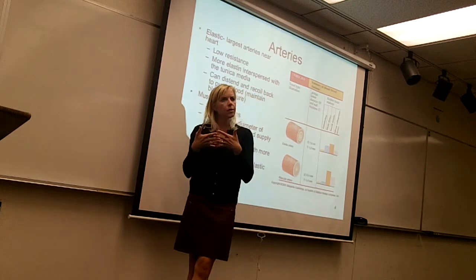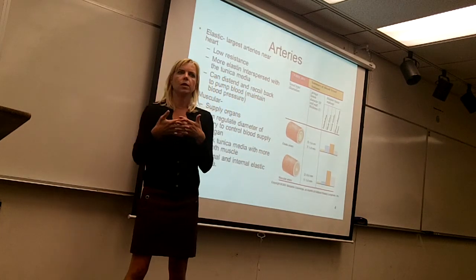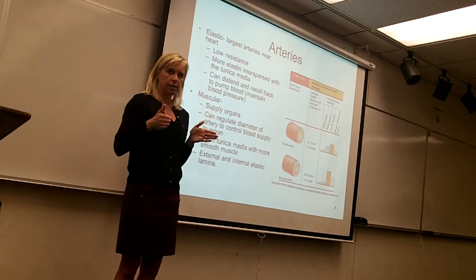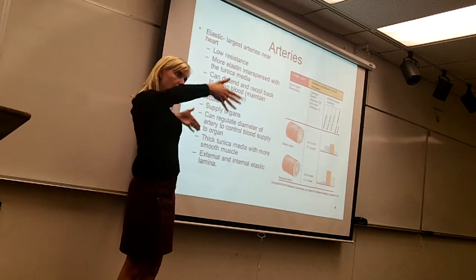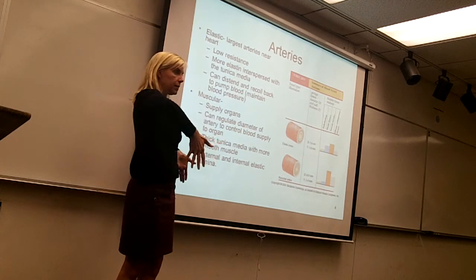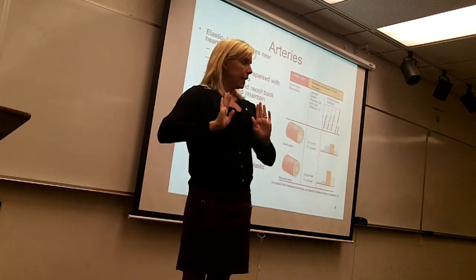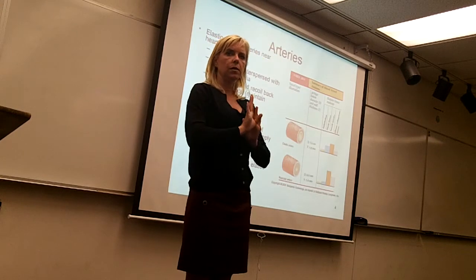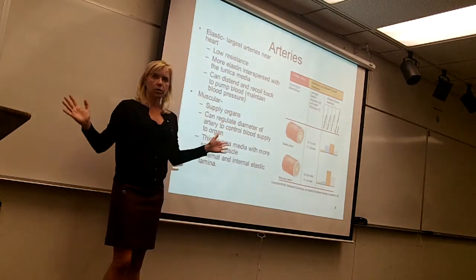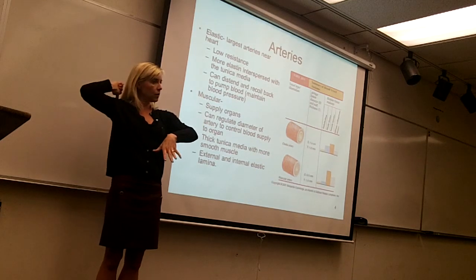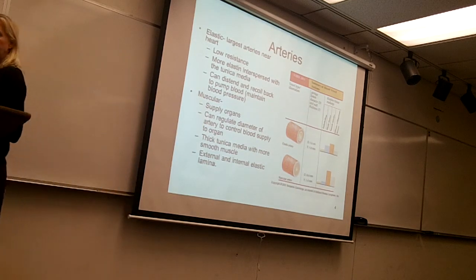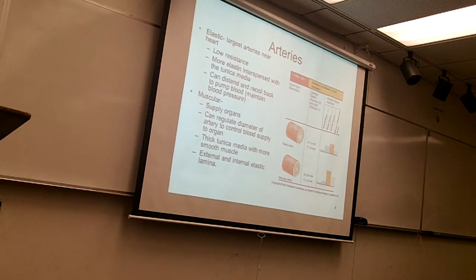So instead of being interspersed in the tunica media, these sheets, layers of elastic tissue, are found around the tunica media, either in between it and the tunica intima, or on the back side of the tunica media, separating the tunica media from the tunica externa. So again, elastic property. This will allow expansion but recoil.